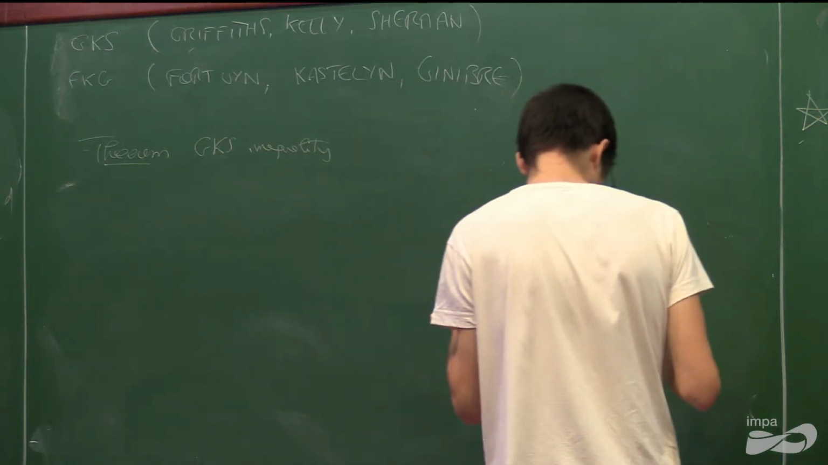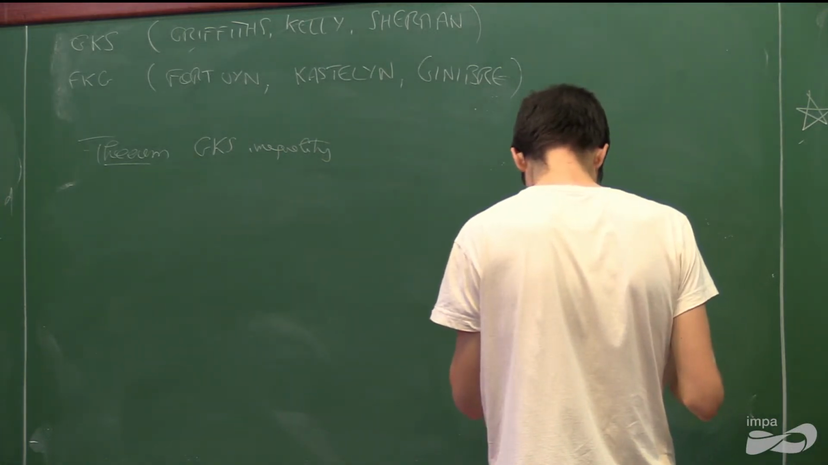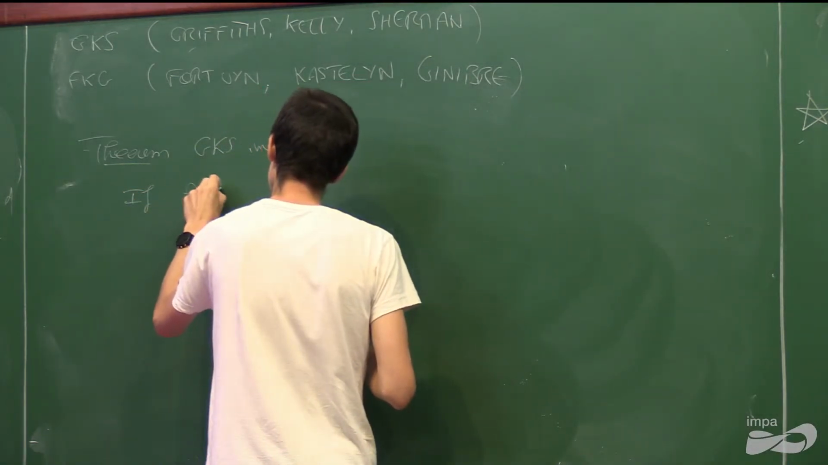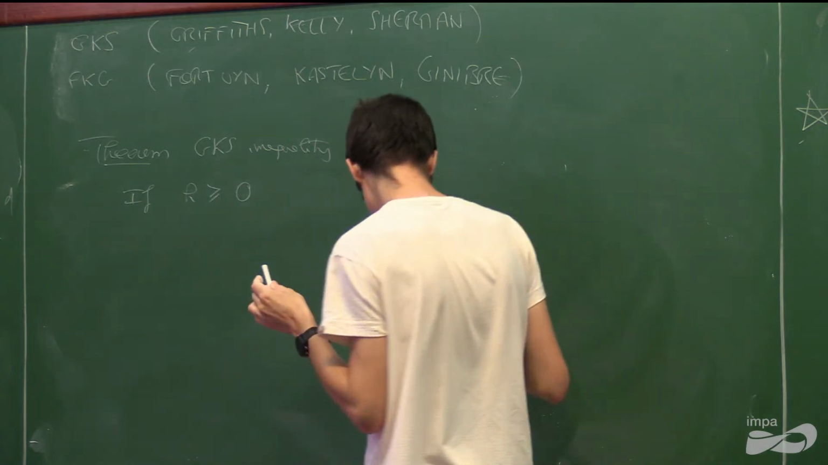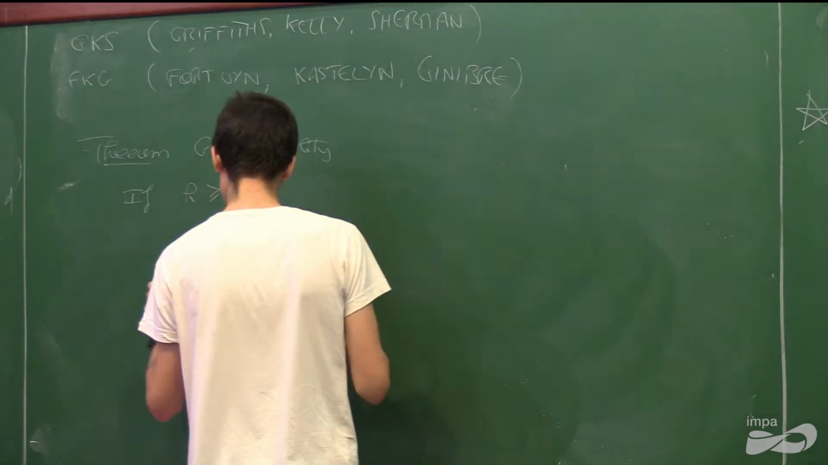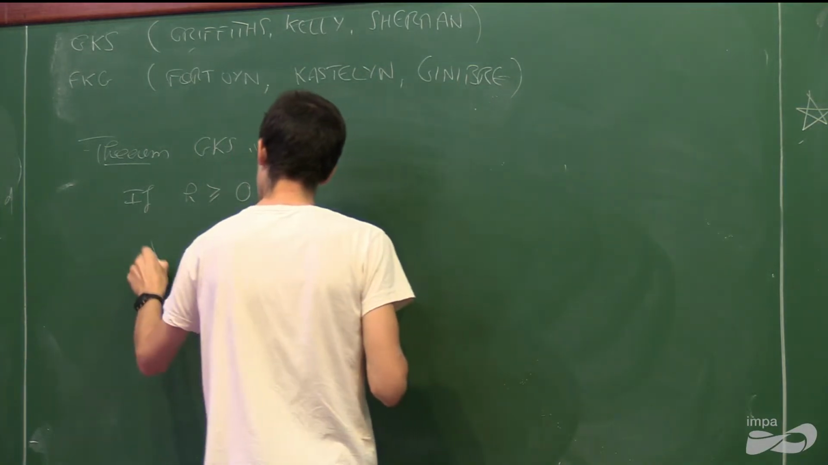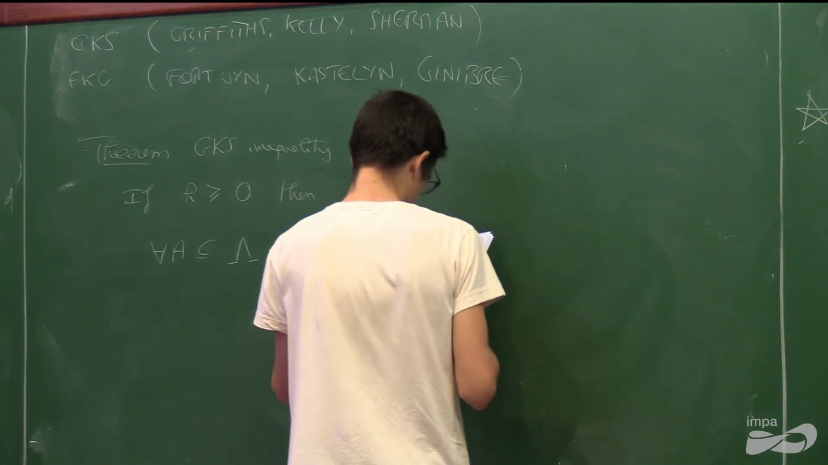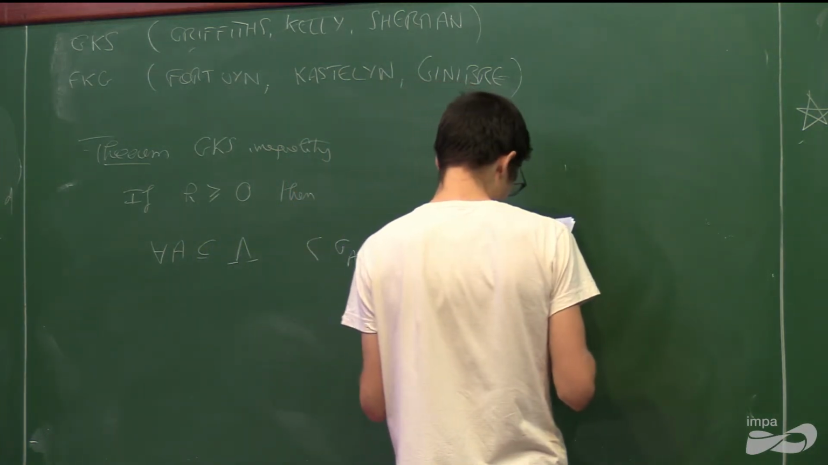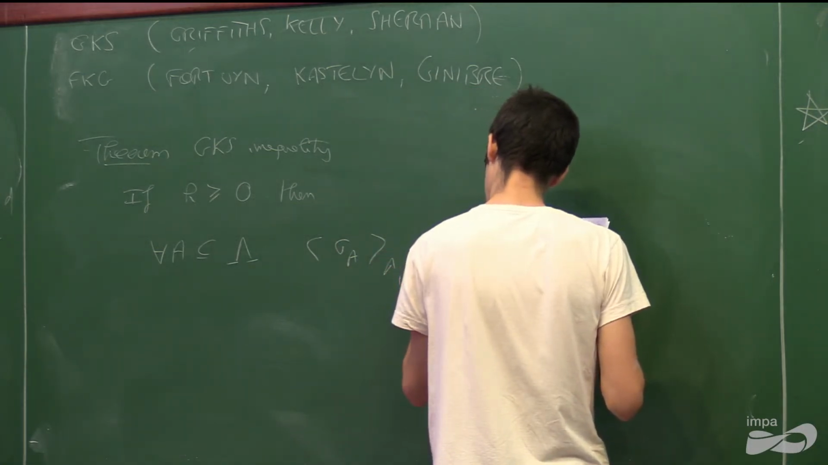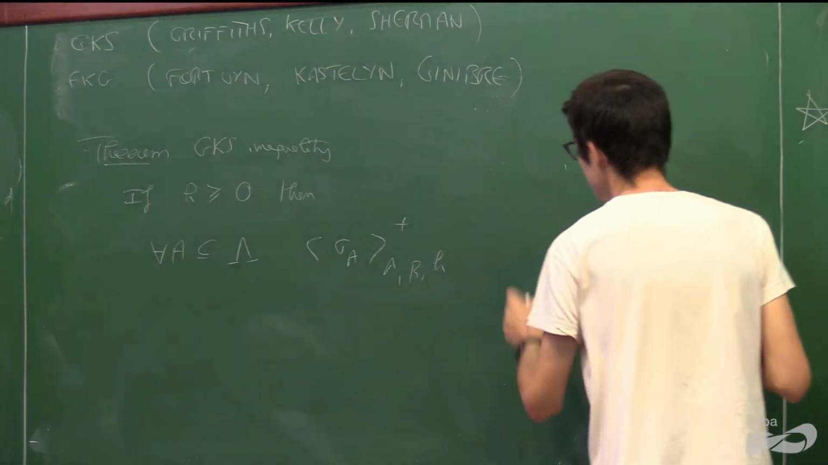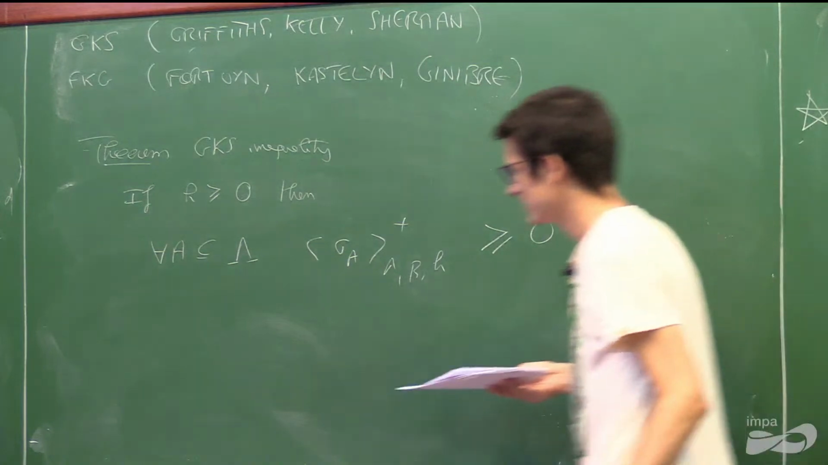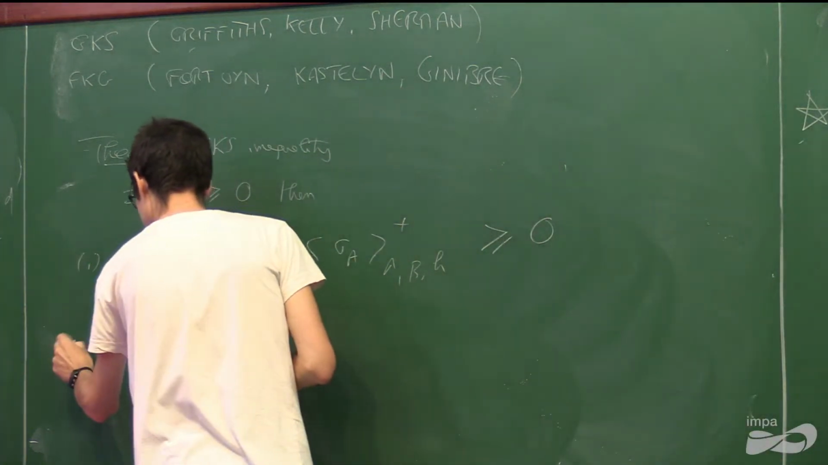So what the GKS inequality says is that if H is positive, then for all A included in Lambda, the average of sigma_A, in Lambda, beta, H, with plus boundary condition is positive. And so this is the first GKS inequality.